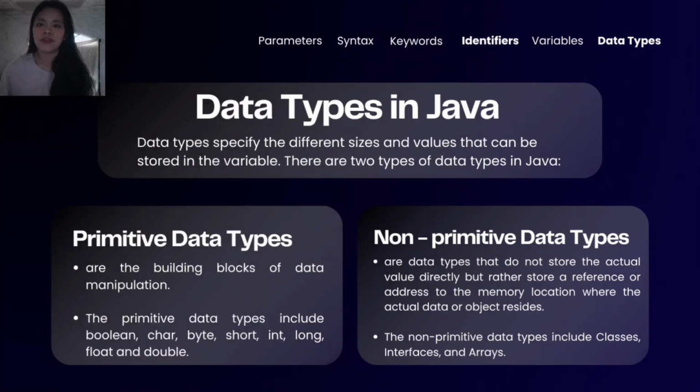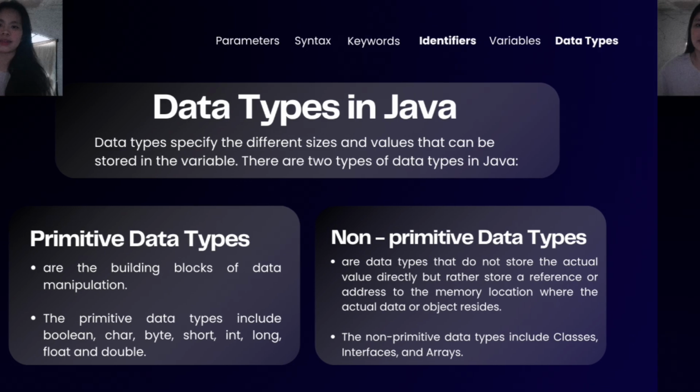Java data types define the kind of values a variable can hold. They are classified into primitive data types, which store simple values like numbers and characters, such as boolean, int, double, and etc. And non-primitive data types, which store references to objects such as arrays, classes, and interfaces.